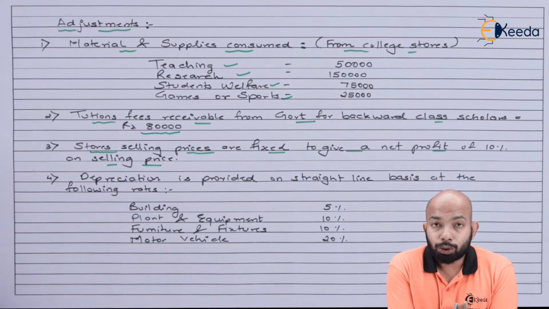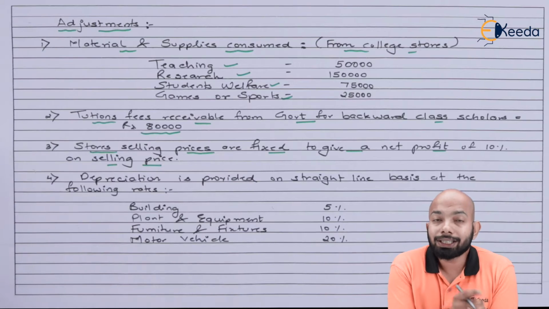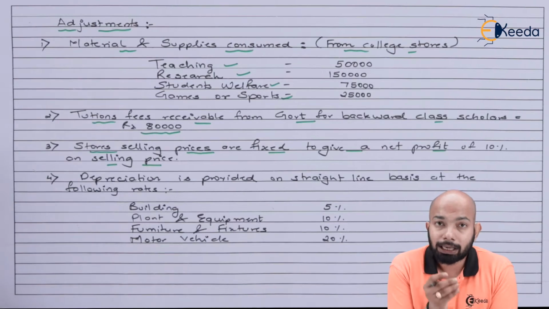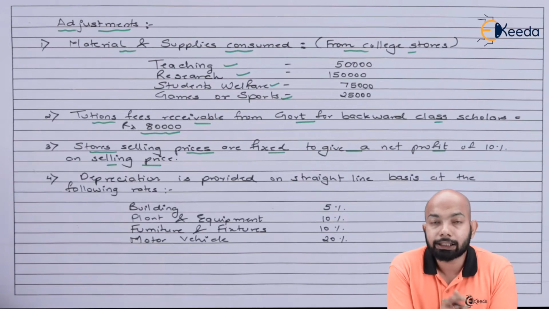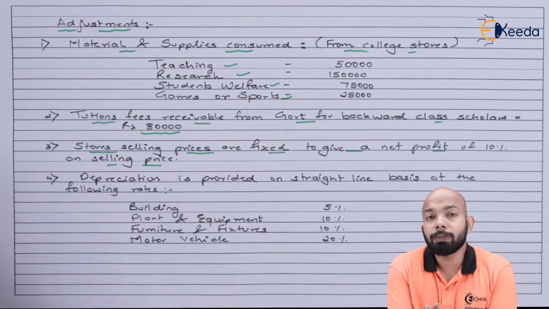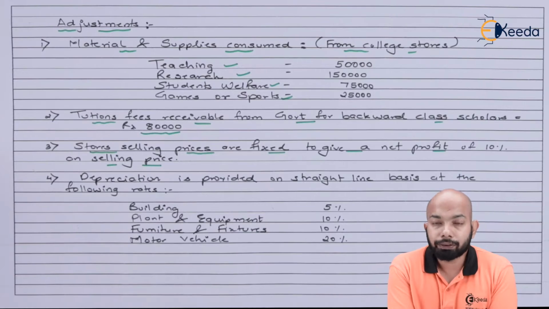Now, the store's selling prices are fixed in such a way that it will give 10% of net profit on the selling price itself. This is another adjustment, and this will be utilized whenever the consumed stock is supposed to be calculated. On that whole amount, you will be getting 10% of net profit.